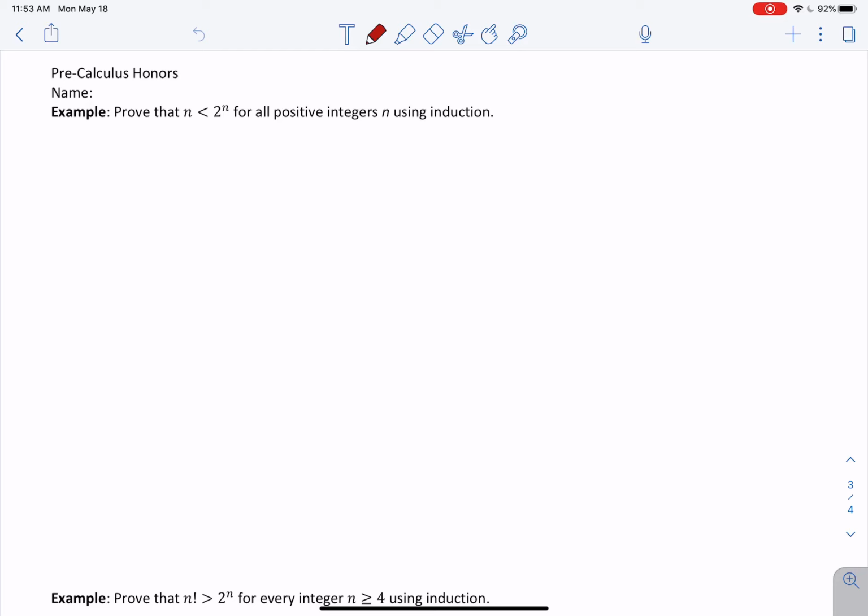So, for example, we'll look at the statement. It says, prove that n is less than 2 raised to the n for all positive integers n. So what is that saying? That's saying that if I pick a positive integer, for example, 2, it should be less than 2 squared, which, yeah, it is. 2 squared is 4. If I pick 1, 1 should be less than 2 to the 1. Yep. If I pick 5, 5 should be less than 2 to the 5. Yep. So testing out a few cases, we can see this kind of makes sense.